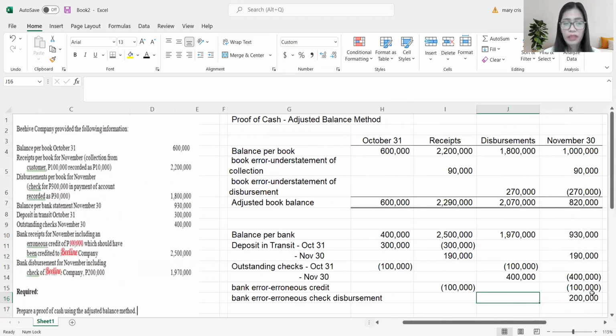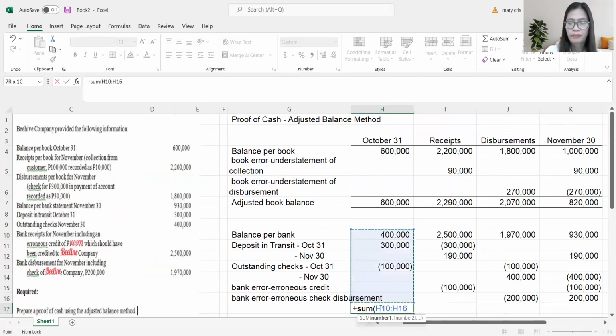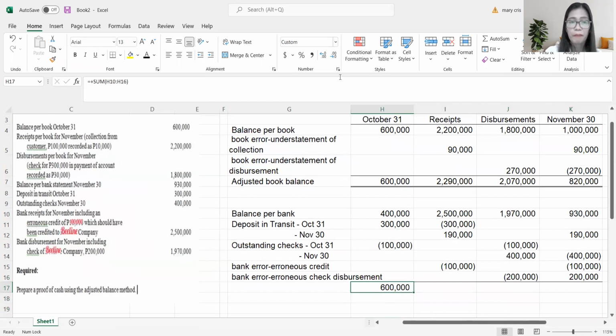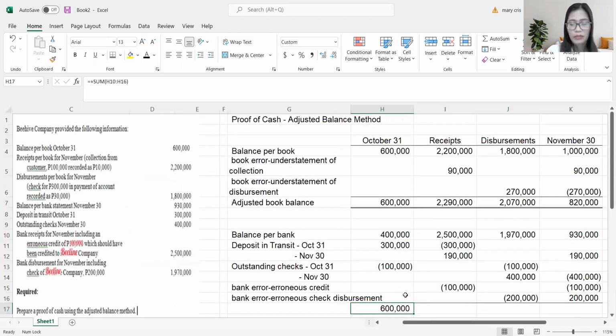So itong 1,970,000 na to, this includes already the 200,000. Pero of course, hindi naman talaga yan disbursement ni Beehive, no? Kay Beeline nga yan. So what you're going to do is we deduct the 200,000. Okay, so since wala na tayong ibang reconciling items, pwede na nating i-compute yung total. Yan, that's your adjusted bank balance, which of course happens to be equal to our adjusted book balance.